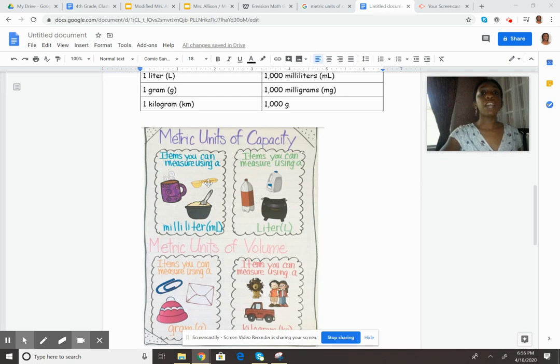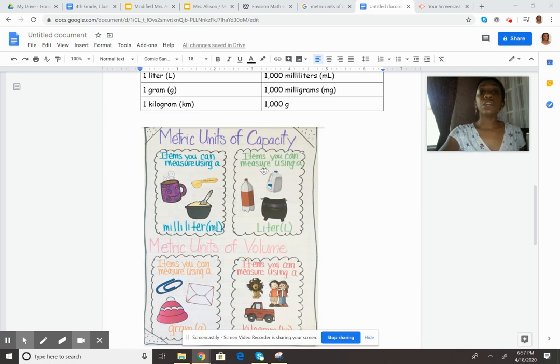So items you can measure using milliliters, okay? You can measure how much coffee you have within your cup, or say you're making a cake and you're adding ingredients. You can use milliliters as you're pouring it into the measuring cup. Also, a tablespoon of, say for instance, salt, or flour or something of that sort. You can use milliliters to measure that.